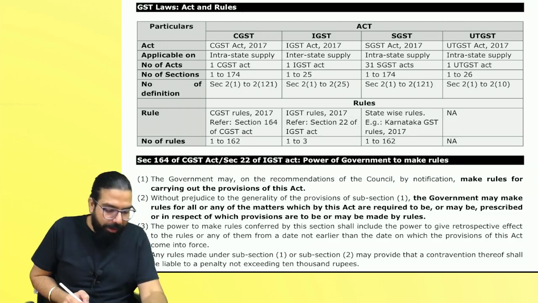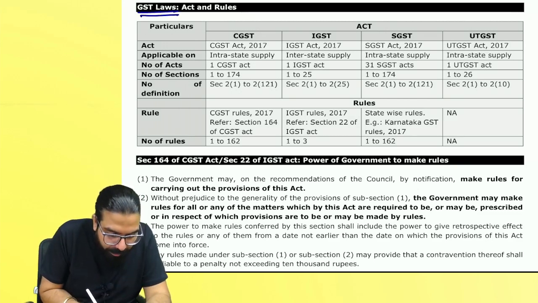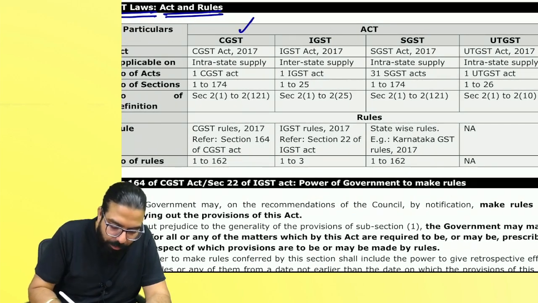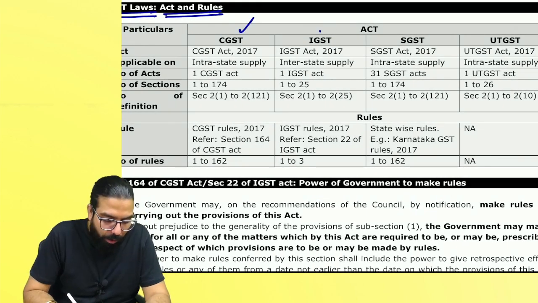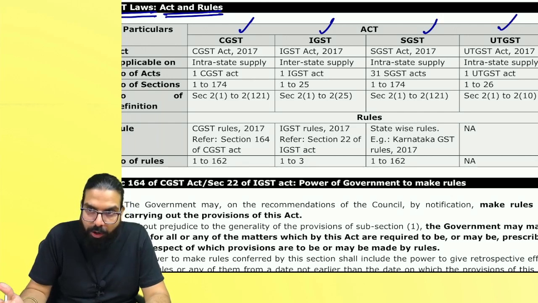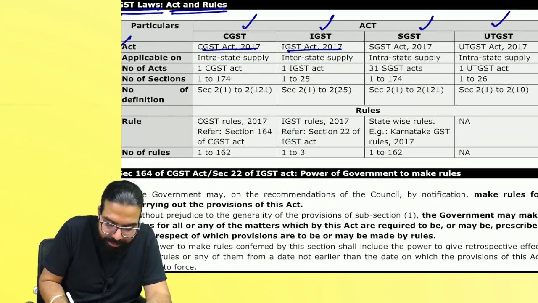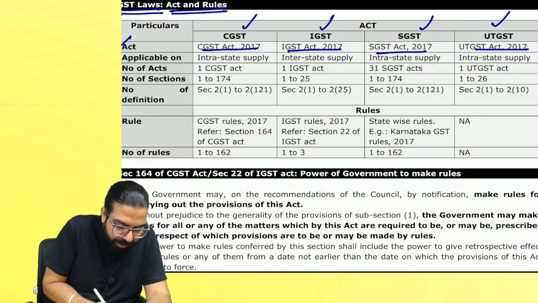Now, everyone over here, the GST law, act, and rules. Now, how many types of GST act is there? One is CGST act. How many acts are there? One is IGST, one is SGST, and one is UTGST. GST compensation act, anyways, you guys know it. Now, when you go ahead and read about the act, it's the CGST Act, IGST Act, SGST, and UTGST.